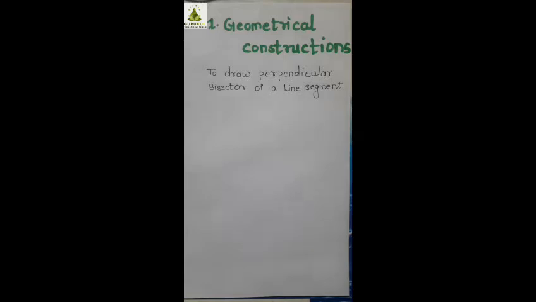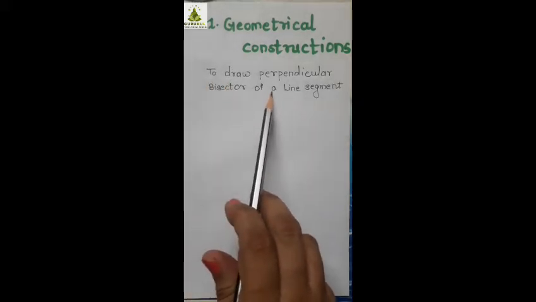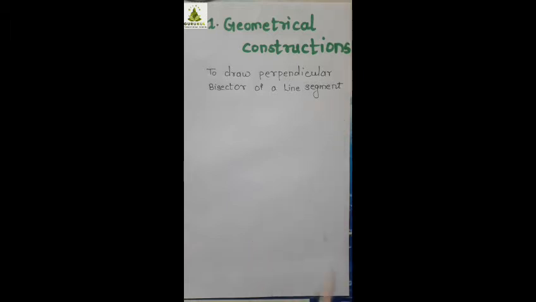In previous classes, we have learned about the line, line segment, angle, angle bisector, etc. This year, first chapter is our geometrical constructions. Before moving on to solve the practice sets, first we will revise the method to draw the perpendicular bisector of a line segment.